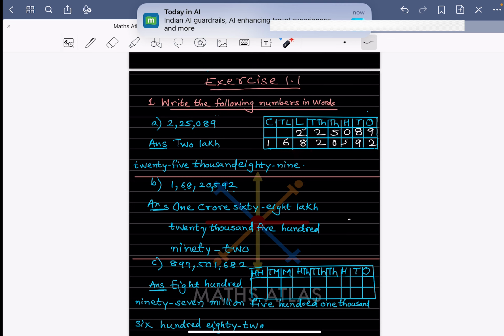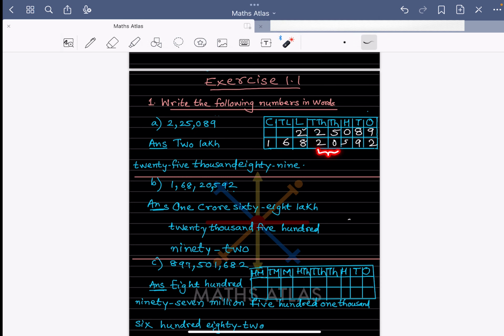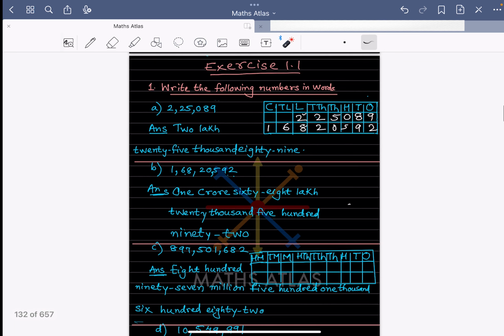So you will write here 68 lakhs. Now let us look at the thousands. Now this is 20,000. And here what remains is 592. So 1 crore, 68 lakhs, 20,000, 592. Hope that is clear. So this was something about the crores, and these were the 2 examples.